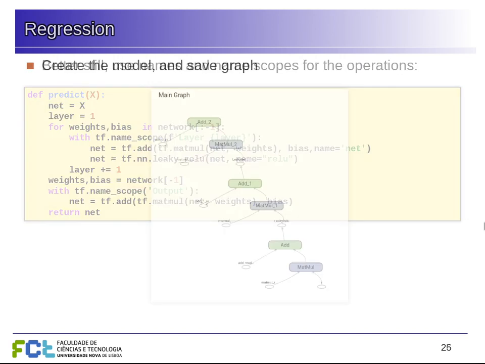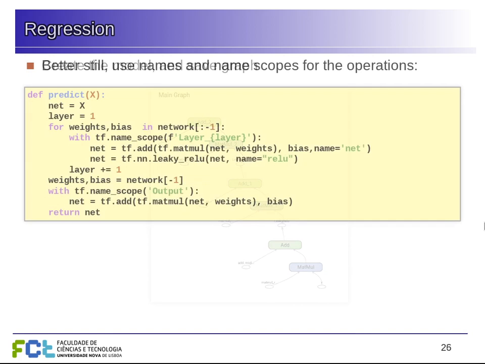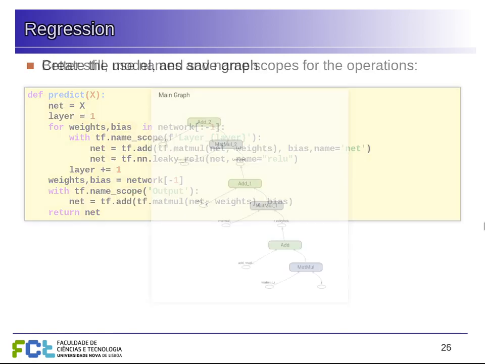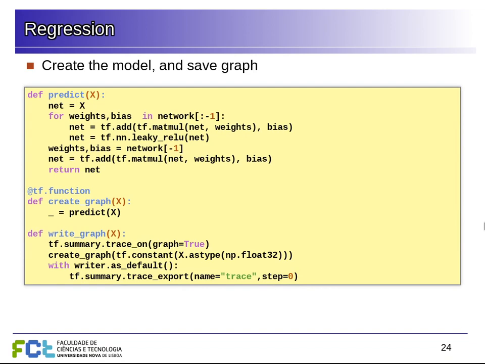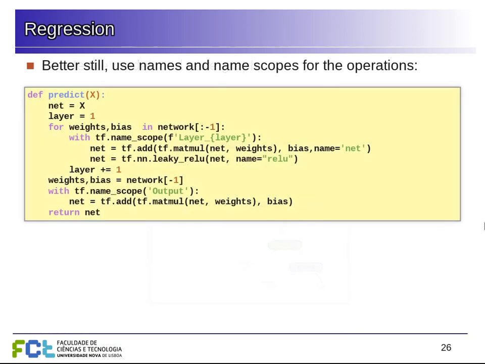We can simplify this graph by adding names to these operations. So instead of just doing this multiplication and adding the bias, we can create a scope here, a name scope, with some string. Note that these names should be the kind of names that could also be valid variable names. So don't put strange characters or spaces or things like that.